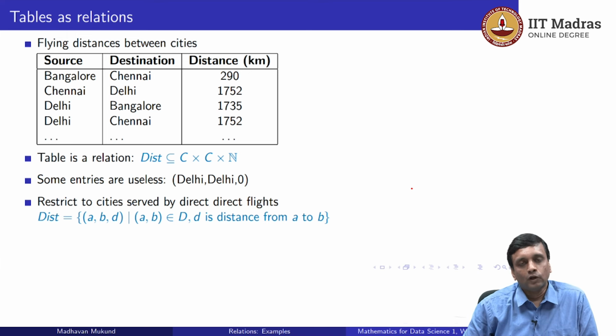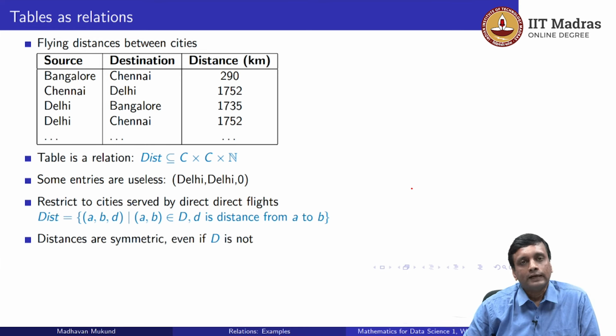So, first of all, we will only keep direct flights because we do not want indirect flights, but distances are definitely symmetric. So, it does not really matter whether there is a direct flight from Chennai to Delhi and back, or whether there is a direct flight from Chennai to Madurai and not back. It is enough to record the distance from Chennai to Delhi and Chennai to Madurai once each. I do not have to keep the distance from Delhi to Chennai separately. As you can see above in this example, Chennai to Delhi and Delhi to Chennai are both exactly the same distance, 1752, because that is how distances work.